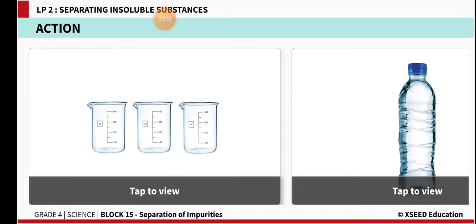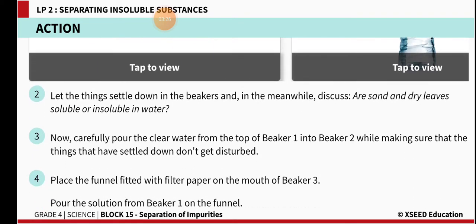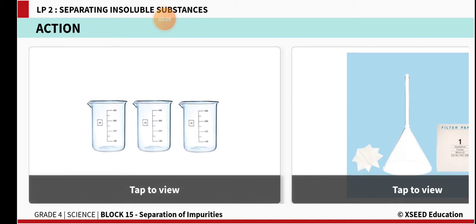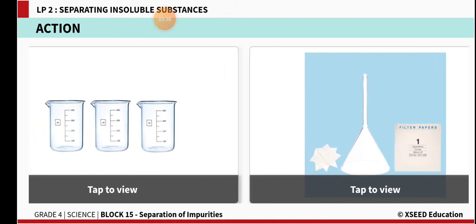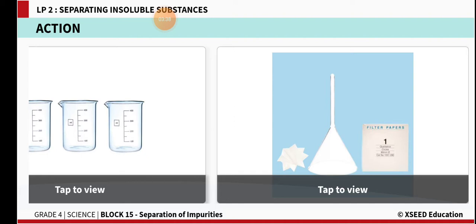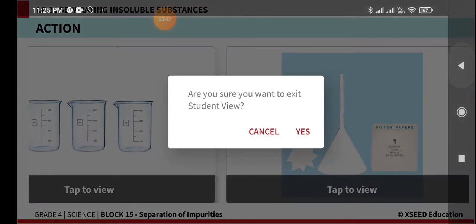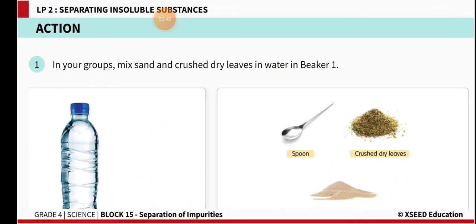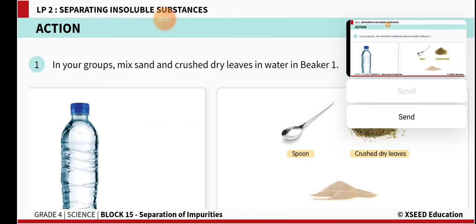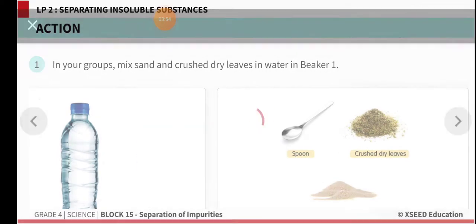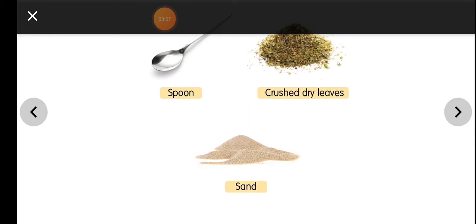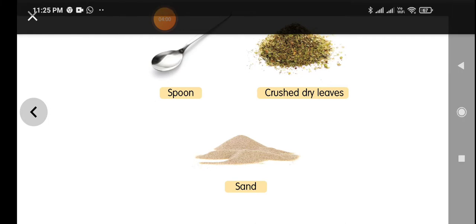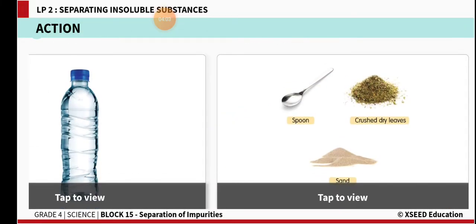So here you take 3 beakers and name them as 1, 2 and 3, and take a water bottle and fill these beakers with half of the water as shown in the figure. You also need a funnel and a filter paper. Now take some sand and the dry leaves, and these are the things you need for doing this activity. Take a tablespoon of crushed dry leaves and the sand. Mix both in the first and second beakers.